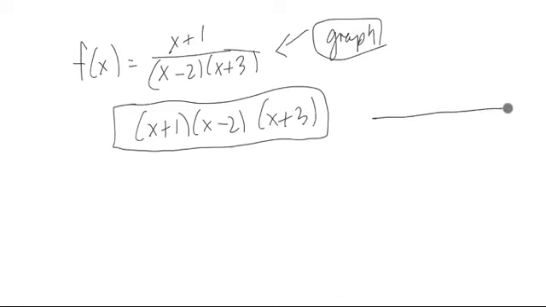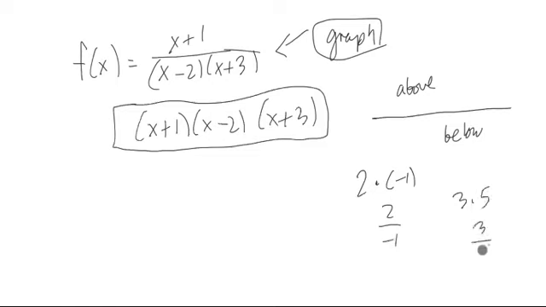The x-axis is like a wall. Are we above or are we below the axis? Well, that's determined by the output of the function, whether it's positive or negative, the y value positive or negative. Well, let's just think about if you have some numbers. 2 times -1, or 2 divided by -1. 3 times 5, or 3 divided by 5.